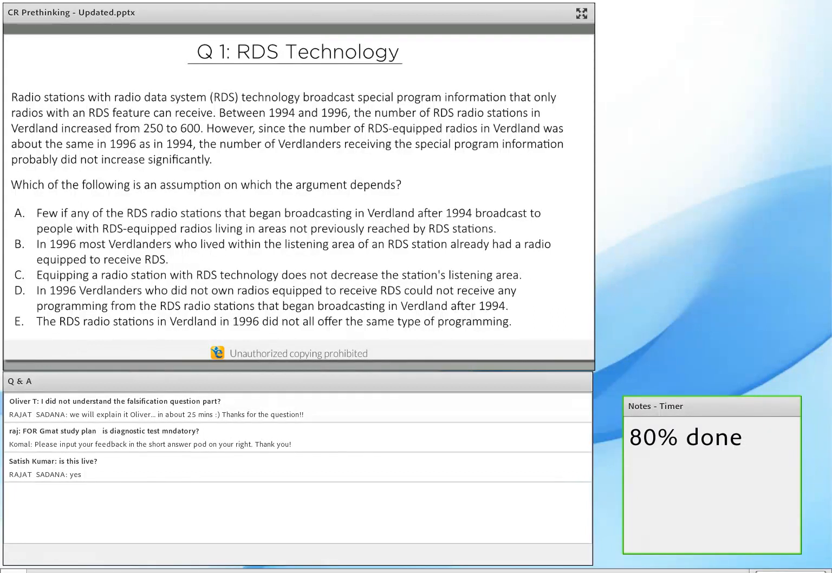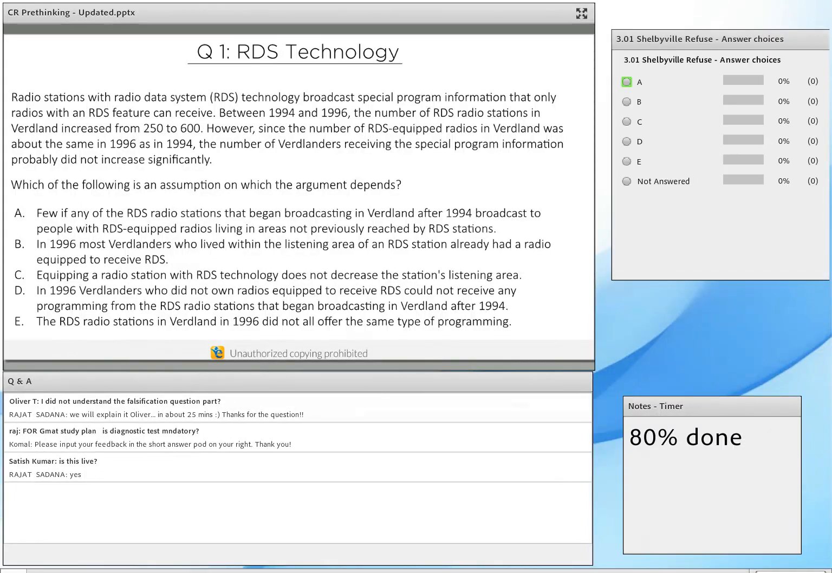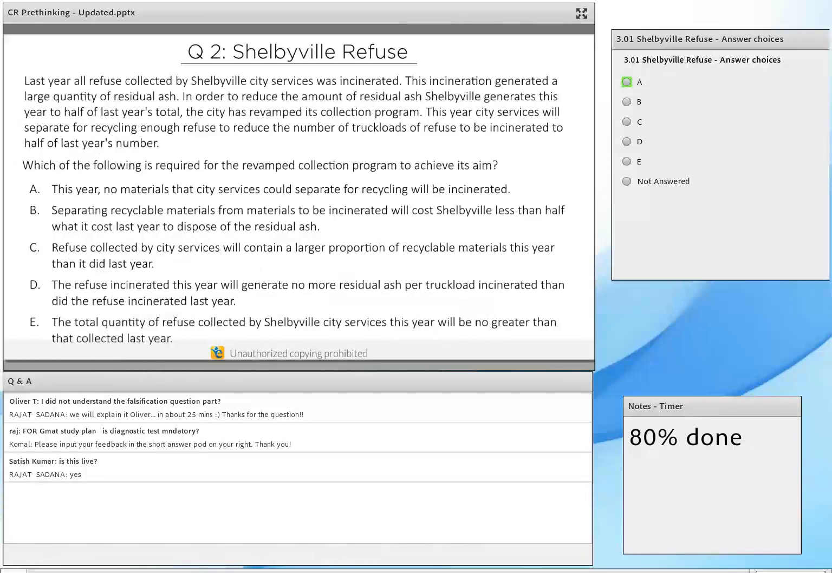But before that, we're going to solve one more question. So again, you guys know the deal. Let's select not answered. Let's get 80 people to say not answered. Good. And here is your next question.